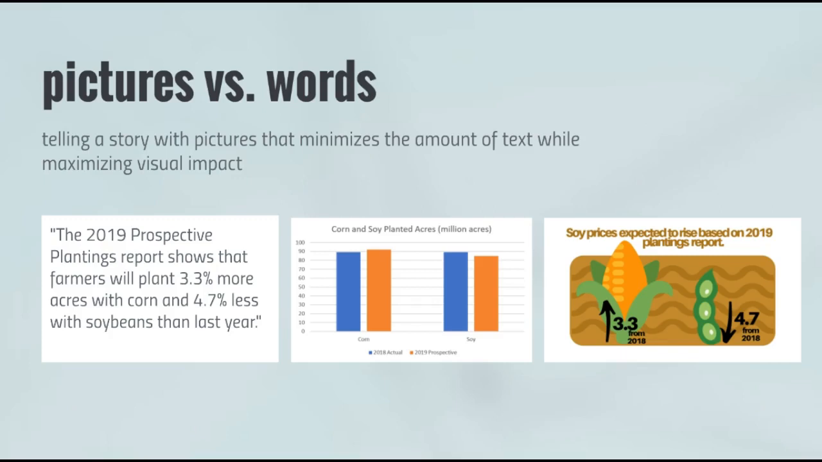So where you can, try to use pictures instead of your words. Tell a story with pictures that minimizes the amount of text while maximizing visual impact. You probably see a lot of these in social media and things.